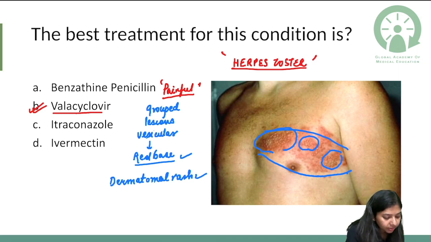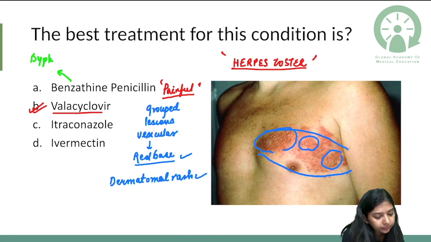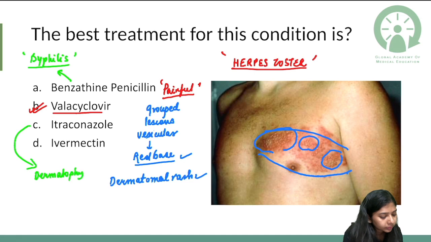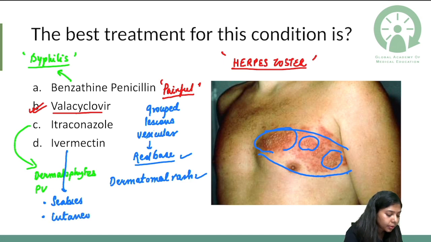Let's look at other options. Where do you give benzathine penicillin? Benzathine penicillin is the drug of choice in syphilis. Okay. What is itraconazole? Itraconazole is an oral antifungal. So you give it in fungal infections. You can give it in dermatophytes, in pityriasis versicolor, in subcutaneous mycosis, right? So it's an antifungal. Ivermectin we have already discussed. Ivermectin you will give in scabies, severe scabies, like crusted scabies. You can give it in cutaneous larva migrans. There also we give ivermectin. Okay.